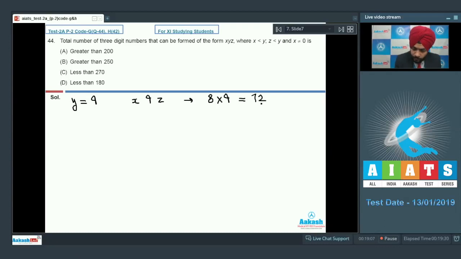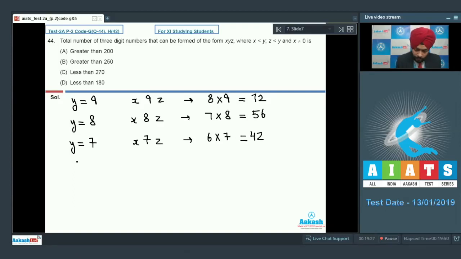So 72. If Y is equal to 8, X 8Z. X has 7 options only and Z has 8 options. So that will be 56. Y has 7 value. X 7Z. 6 into 7 options, 42. Y is equal to 2. The minimum value of Y can be 2 because if Y goes 1, X will have to be 0. X 2Z. 1 option for X, 2 options for Z.